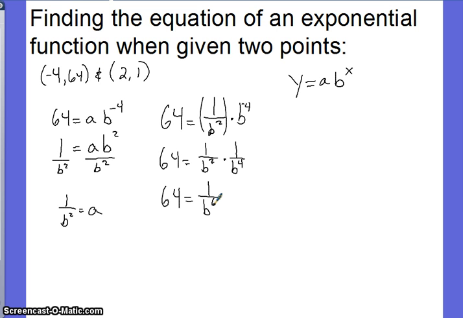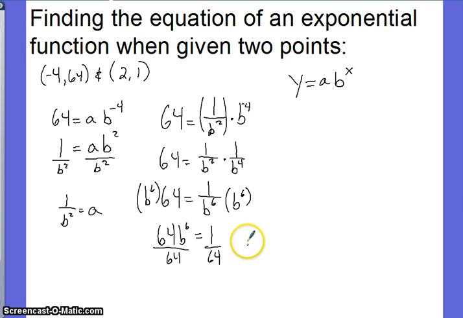Now we want to solve for this. If I multiply by b to the 6th on both sides, I get 64 b to the 6th equals 1. Divide by 64 on both sides, and I get that b to the 6th is equal to 1/64. Now I could have just said that the reciprocals are going to equal each other, but now I have b to the 6th. So now I have to figure out what to the 6th power is 1/64.